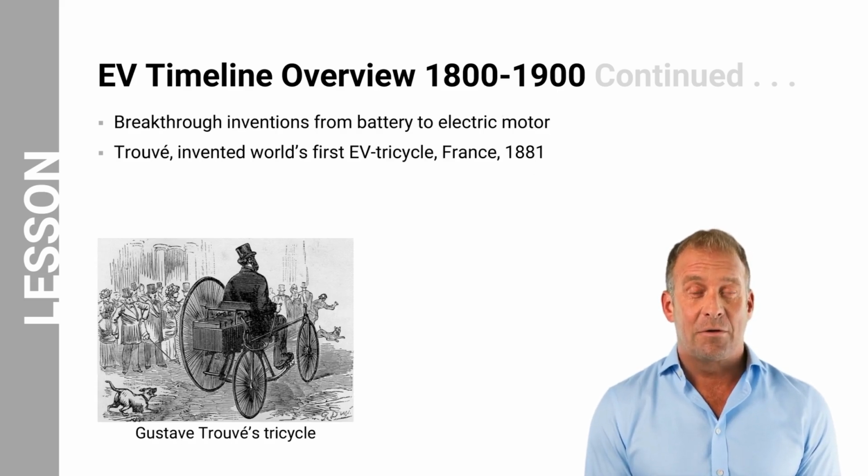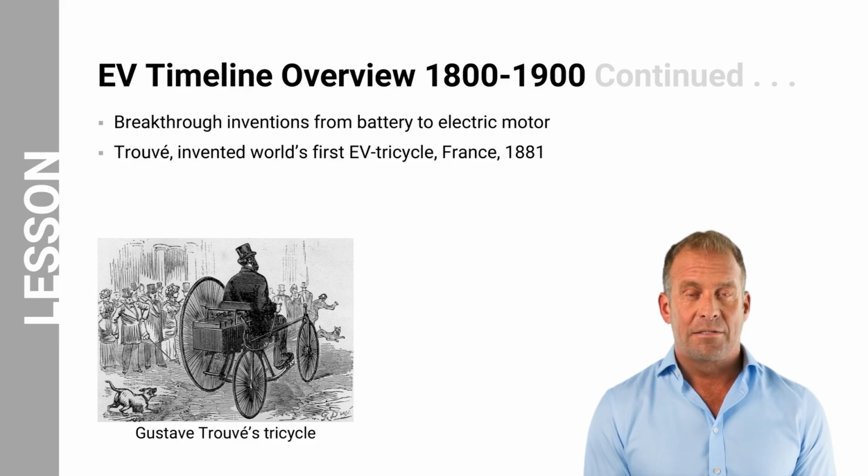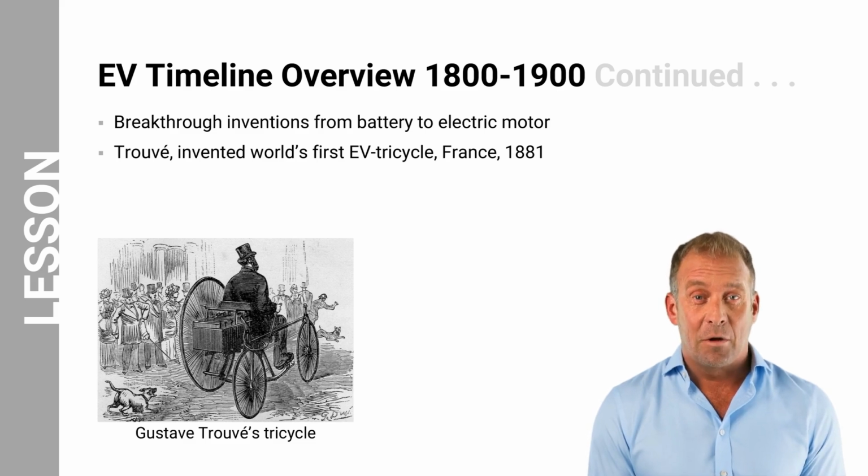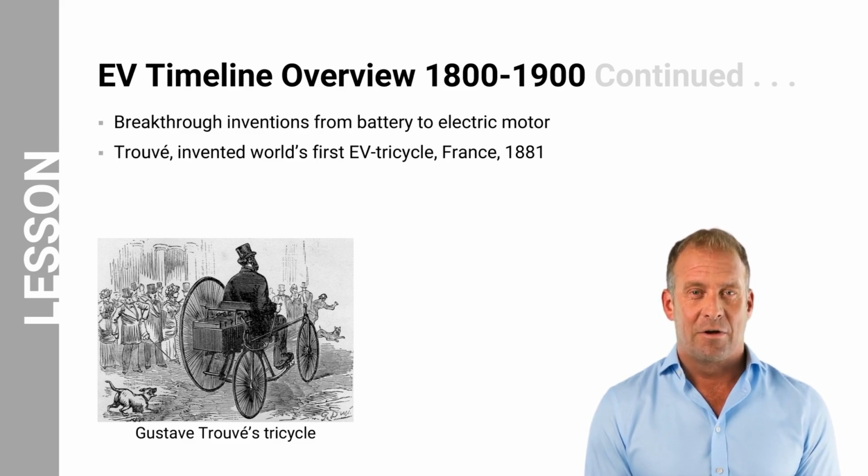From 1800 through 1900, significant breakthrough inventions ranged from batteries to electric motors. Gustave Trouvé, a French electrical engineer, is credited with inventing the world's first EV tricycle in 1881. This featured a rechargeable lead-acid battery and an electric motor for propulsion. Trouvé's electric tricycle marked a significant milestone in the development of electric transportation. This invention laid the groundwork for further advancements in EV technology, including the development of more efficient batteries and electric motors, leading to the EVs we see today.